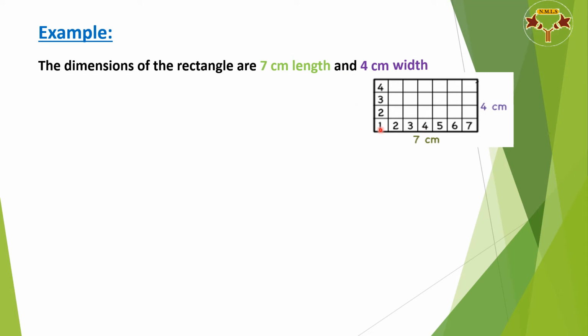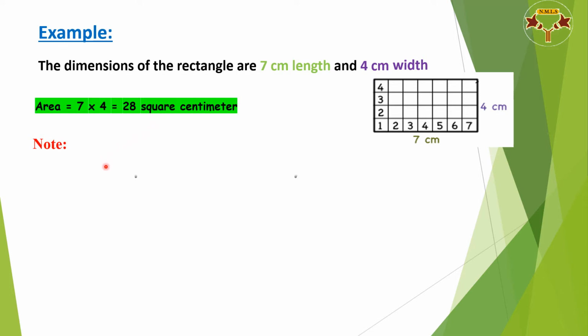Okay, if I have a rectangle, this is called length, which equals 7 cm or 7 squares: 1, 2, 3, 4, 5, 6, 7. And we have here 4 cm in width or 4 squares: 1, 2, 3, 4. Formula of area equals length times width. Then we can get the area by multiplying length and width. Area equals, by using the formula, 7 times 4. The answer will be 28 square centimeters.